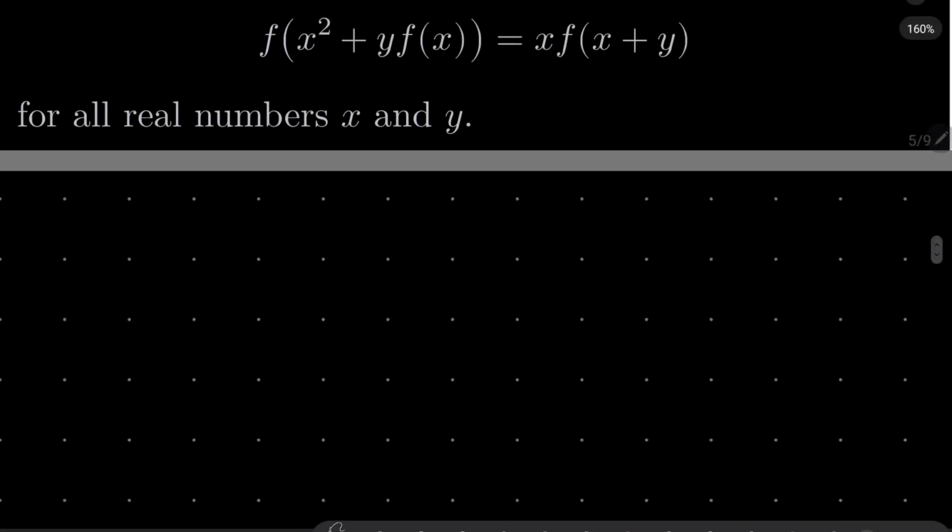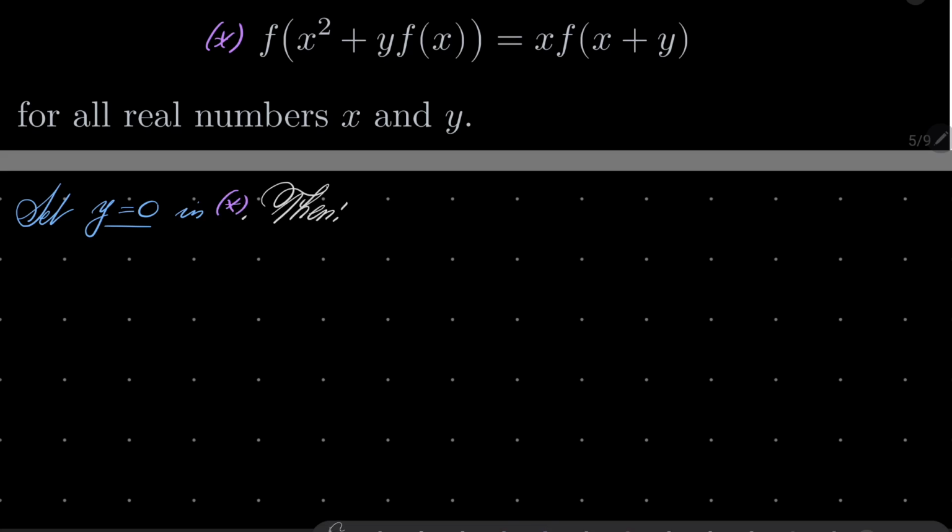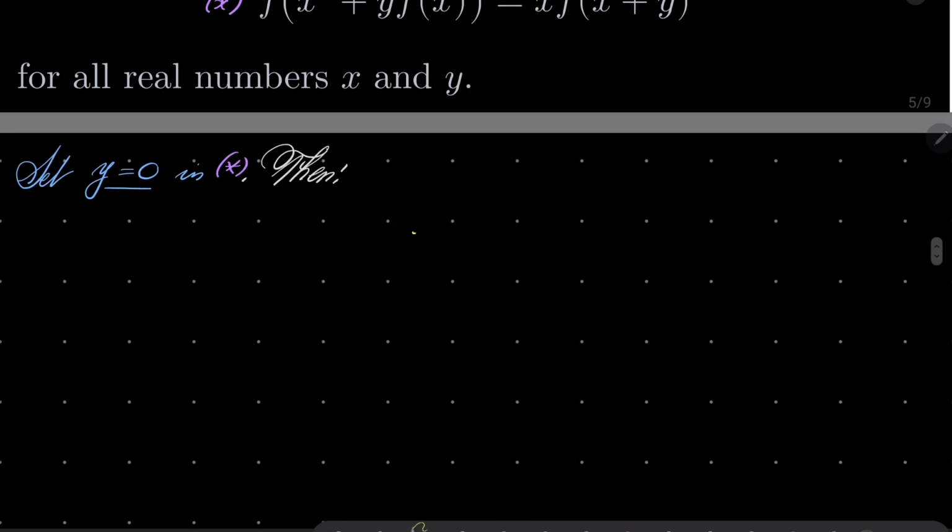Alright, so let's start. Let's start with calling our equation asterisk, and let's set y to be 0 in our condition asterisk. Then we will have the following, very important, so I will write it in yellow. f of x squared equals x times f of x. And I will call this condition triangle.